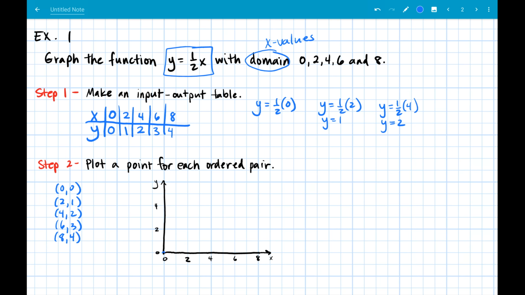So the first one is the point (0, 0), which is right there. The next one is the point (2, 1). Now remember, the first value is my x, which is the horizontal line at the bottom. (2, 1) would be right there. Next is (4, 2), then (6, 3), and then (8, 4). And we are done with that example. Hopefully that wasn't too difficult to see how you would make an input-output table and then plot the points on a graph.